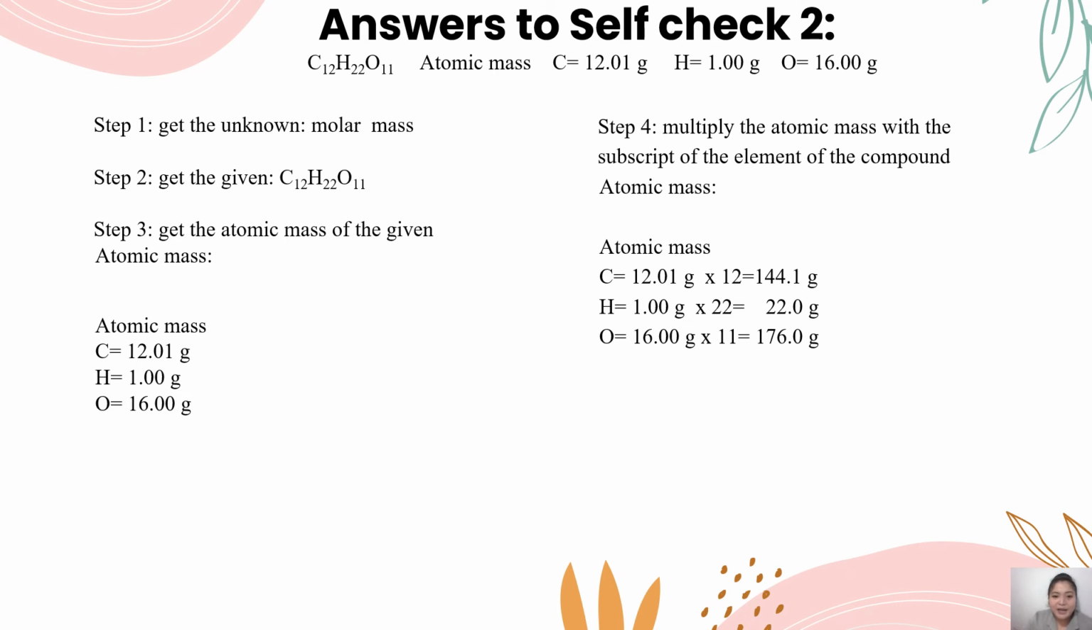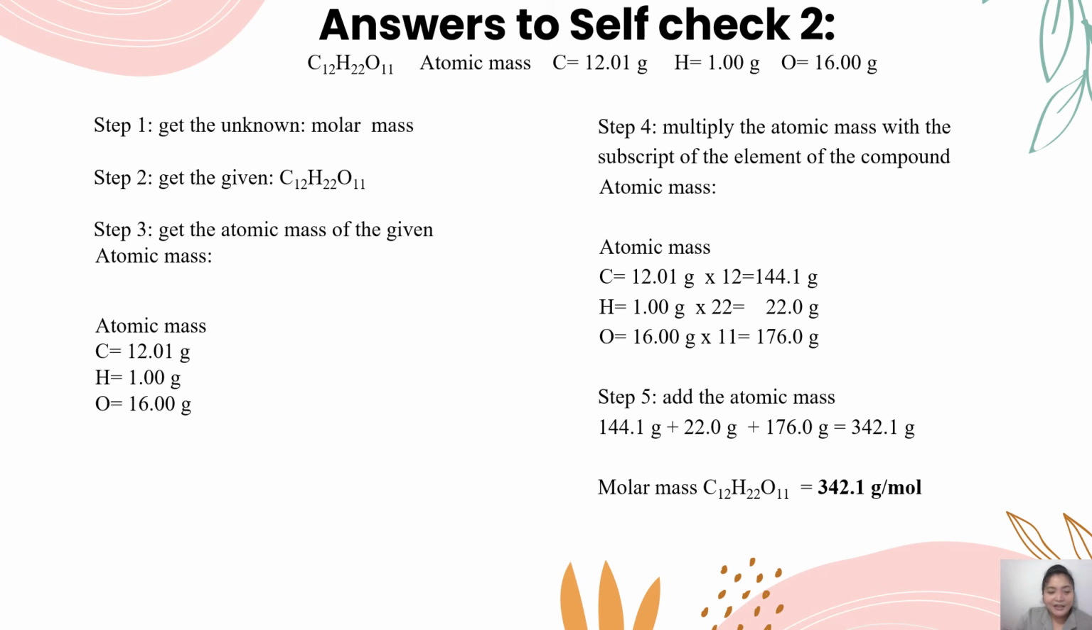So in this case, we have the atomic masses. And then afterwards, when you are finished multiplying the atomic mass with that of their subscript, we are now going to add them. And finally, the answer. Did you get it right? So it is 342.1 grams. Okay, so in here, the molar mass is therefore 342.1 gram per mole. So that is the unit for our molar mass.